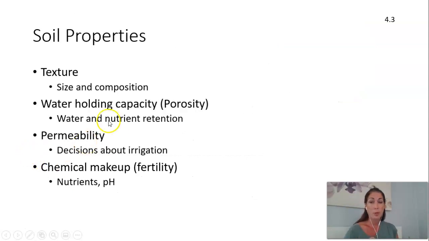So, the different types of soil properties, and we'll be taking a look at this in class. One is texture, the size and composition, so you can actually come up with a name for your soil. How much water does it hold, or what we refer to as porosity, and that's tied to how much water and also nutrients, because remember, leaching is water moving through, so if you have a lot of water moving through, it's going to leach a lot of your nutrients out.